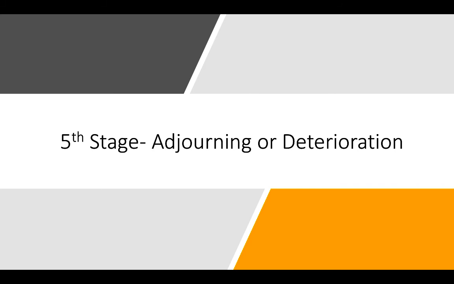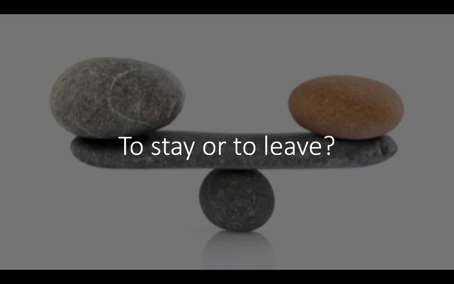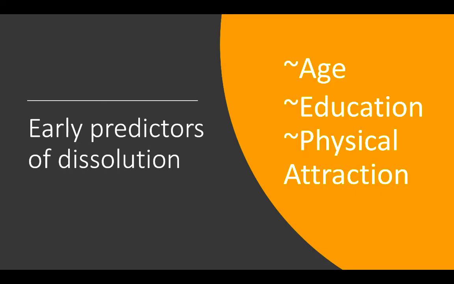But no matter what relationship you get to, no matter how great it is, you're always going to get to the adjournment phase or the deterioration phase. And you have that decision to make. Do I stay or do I leave? Do I fix this or do I run?